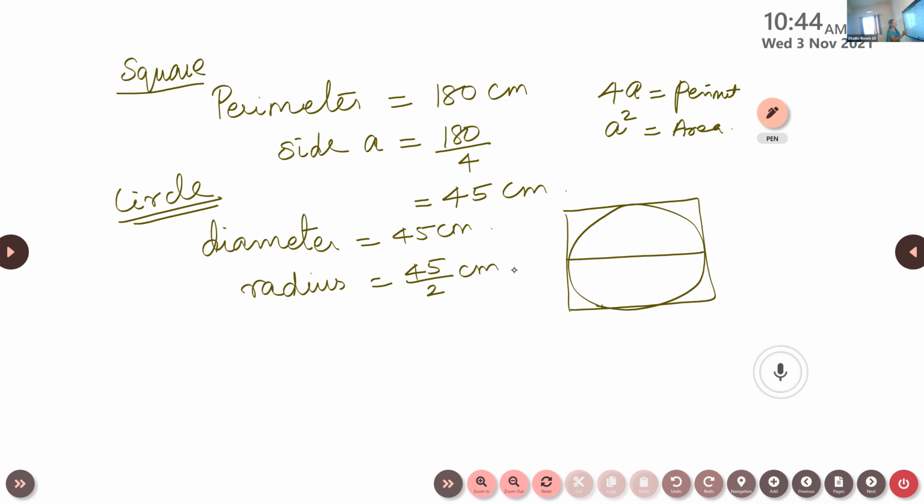Now find out what is the area of the circle. Area of the circle is pi r square. Pi, if it is not given, you take pi value as 3.14 into 45 by 2, which is 22.5, into 22.5. Cut short this, simplify and find out the answer. Multiply and give the answer.